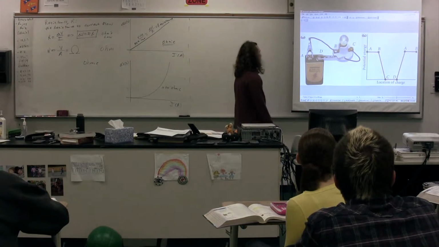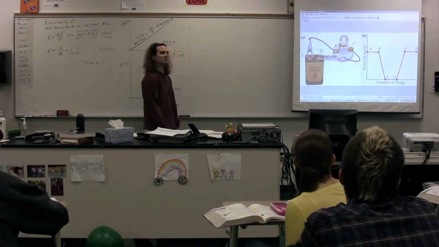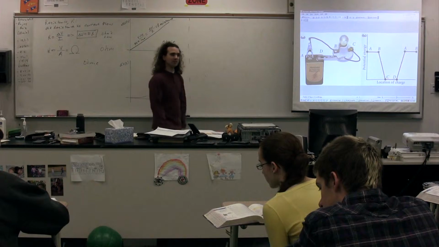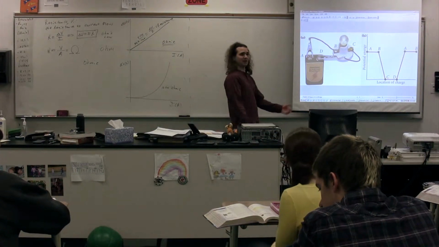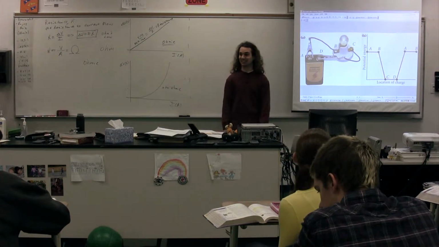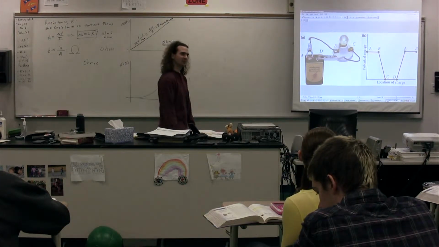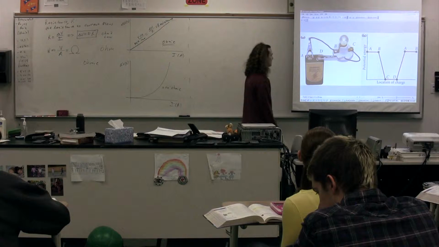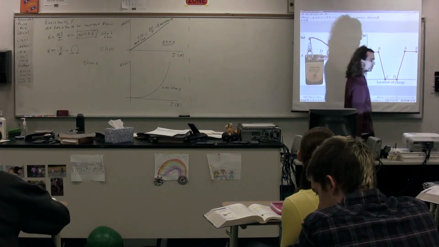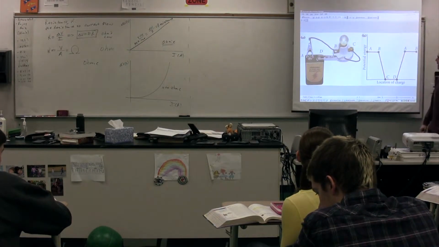We have a battery and a light bulb. A light bulb is a form of a resistor. A battery is a battery. A battery is a charge pump. A battery takes charges and gives those charges electric potential energy.